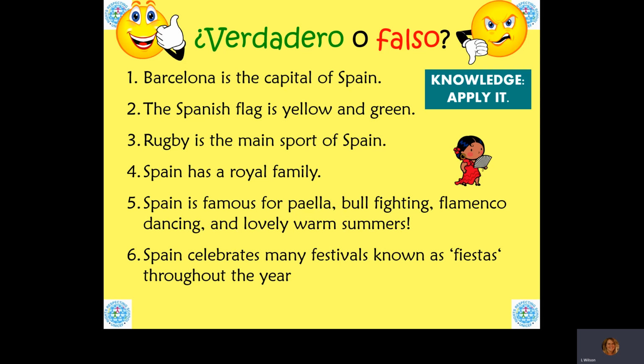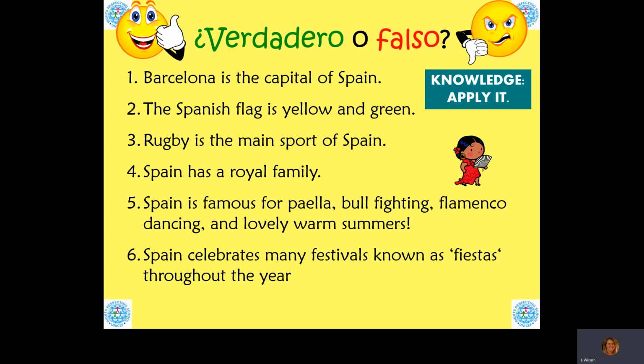Number 2, the Spanish flag is yellow and green. Again, that one is false. So well done if you got that correct. We know, as we saw in the previous slide, the Spanish flag is yellow and red, not green. Good. Number 3, rugby is the main sport of Spain. Main sport? No, you're right if you got that false. It's probably, yes, you guessed it, football.